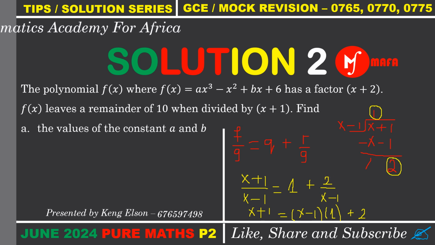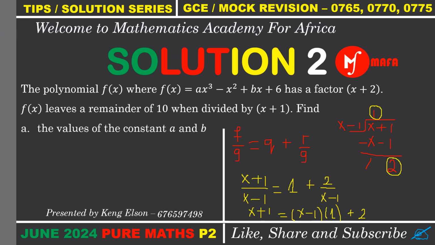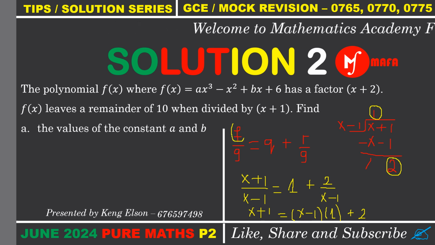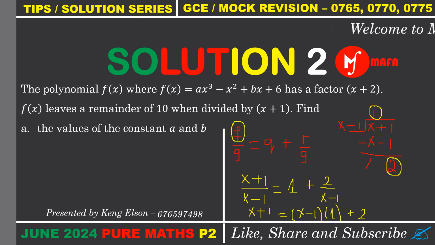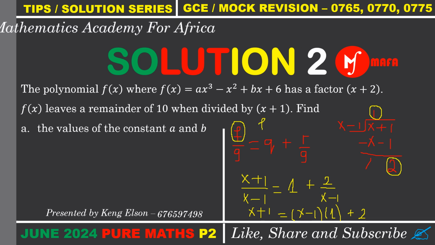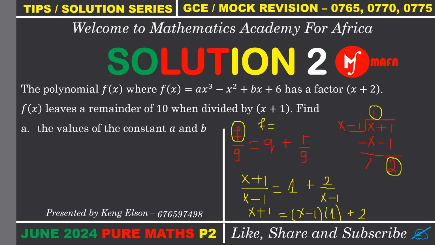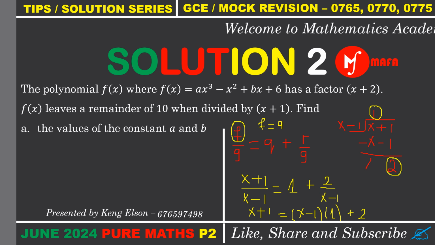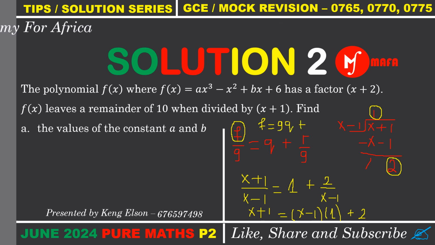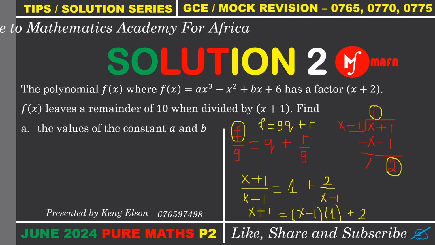So similarly, if I want to write this f of x in terms of the quotient q and the remainder r and g, you just realize that our f will be equal to what? Will be equal to the divisor g times the quotient q plus the remainder. So that's a basic principle of long division.